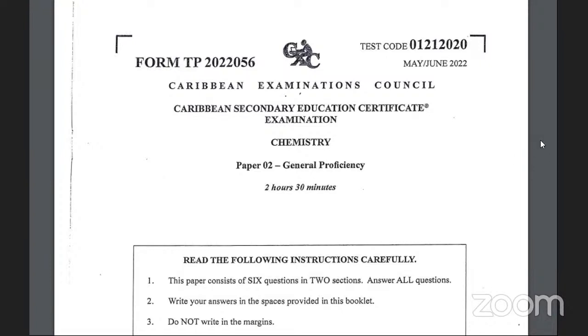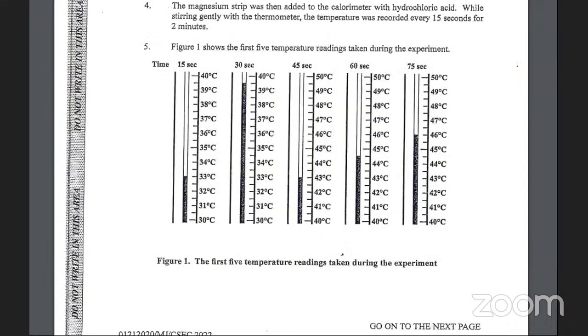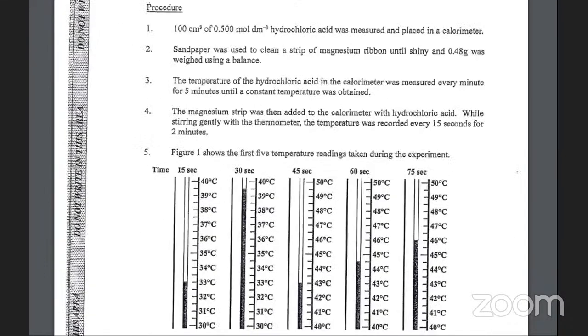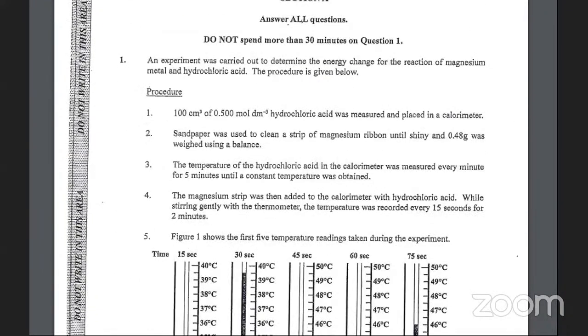All right, so starting, I'm not working every paper. I'm not working all the questions. Question 1 is on thermometric titration. The reaction is between hydrochloric acid and magnesium metal. So you know that acid and metal is an exothermic reaction, and in an exothermic reaction, the temperature is going to increase.